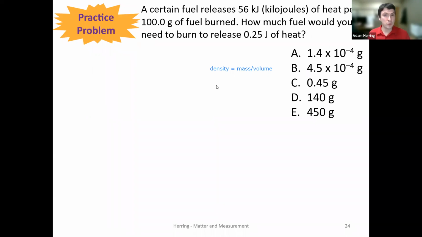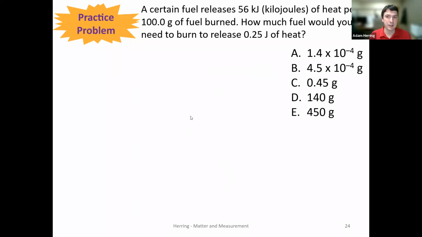A certain fuel releases 56 kilojoules of heat per 100 grams of fuel burned. How much fuel would you need to burn in order to release 0.25 joules of heat? I'd like for you to pause the video and try to solve this one on your own. Come back, and then I will provide you a solution. Welcome back.